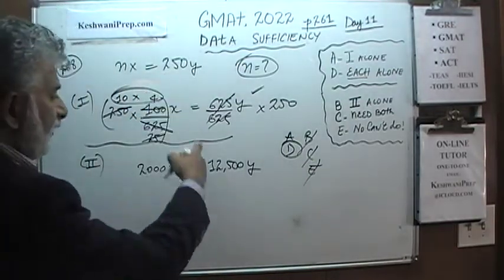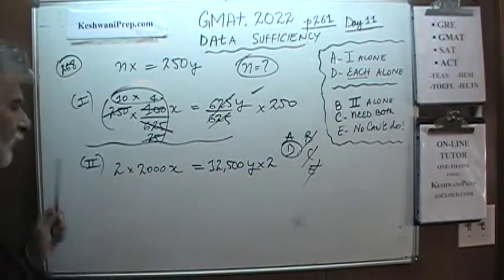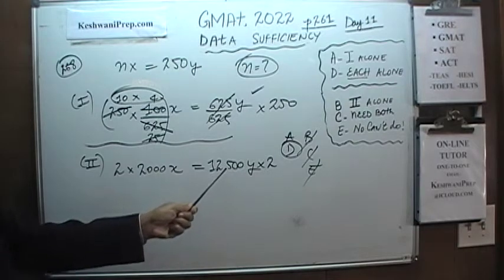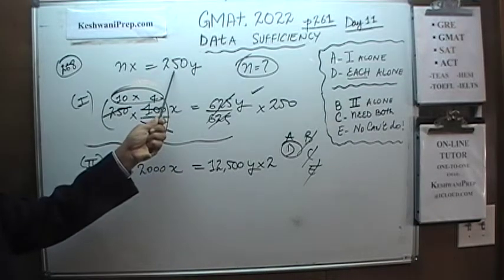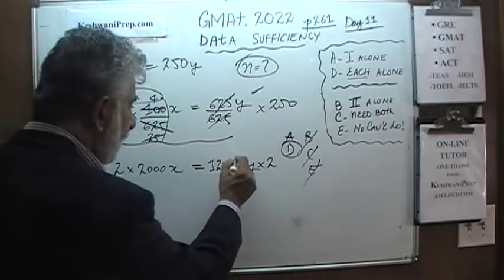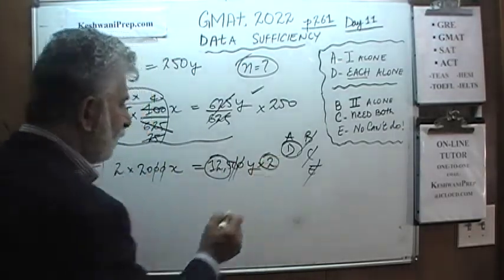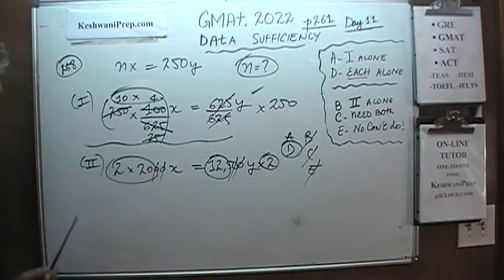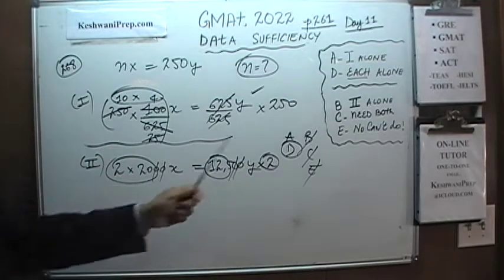We want 250y here, multiply both sides by 2. 12,500 times 2 is going to give us 25,000. We don't want 25,000, we only want 250. So divide both sides by 100, and here we go. 125 times 2 is 250, and the answer is 40, just like before. Before it was 10 times 4, now it is 2 times 20. The answer is D.